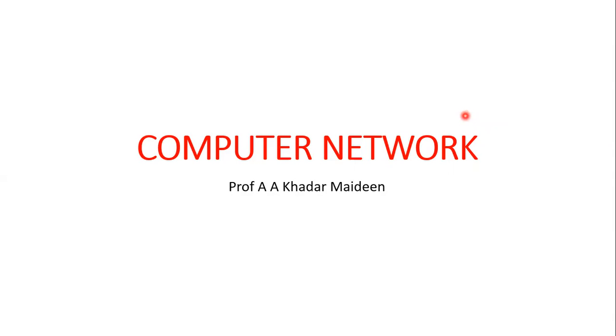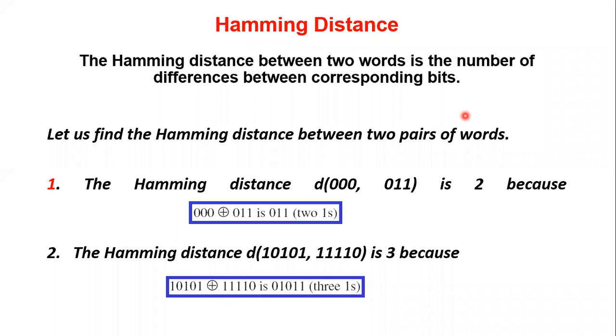So, error detection and correction. Next one is here. Hamming distance.